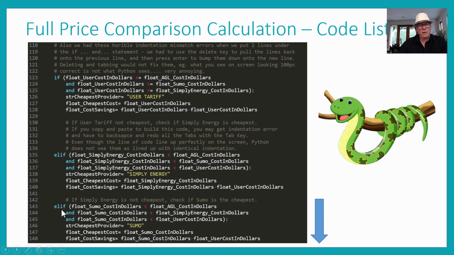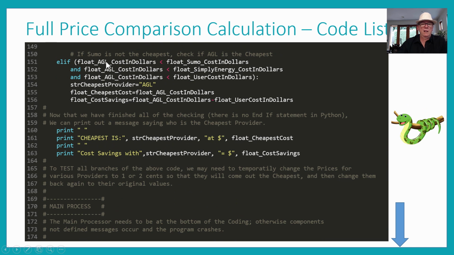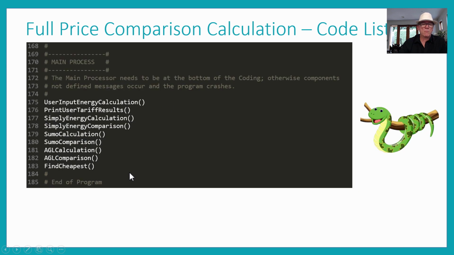Okay. Else, if we go down here and we check, is Sumo the cheapest? And we'll just check whether AGL is the cheapest. And then once we've done all that checking, we can print out who the cheapest was. And we can also work out the cost savings just by subtracting what the user's normal cost is compared with that provider.